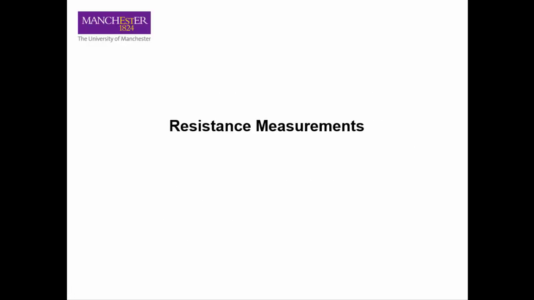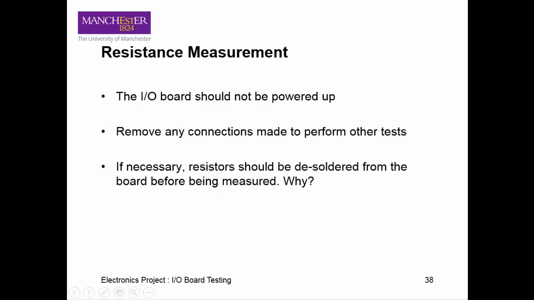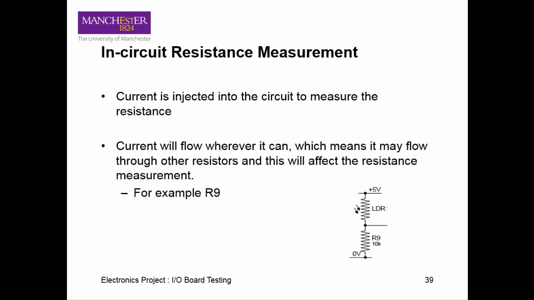Resistance measurements. The third measurement test you can do is a resistance measurement. To perform this, you need to ensure that the board is not powered and remove any connections made to perform other tests. If necessary, you should desolder the resistor from the board before measurement. This may seem a little drastic, but resistance measurements are done by injecting current into a circuit and measuring the corresponding voltage. The multimeter then calculates the resistance.